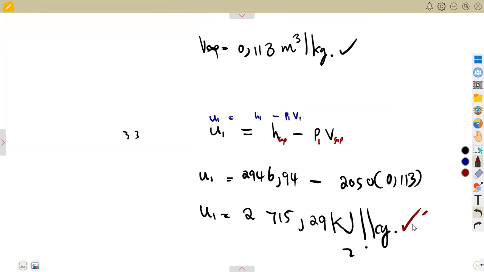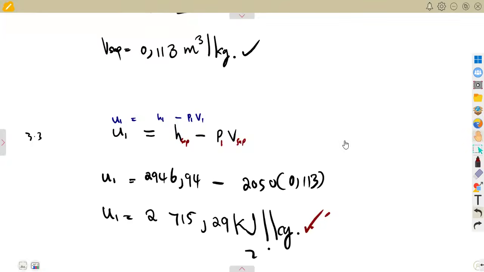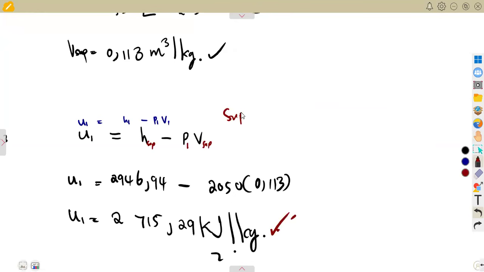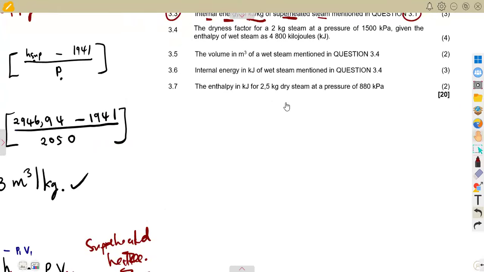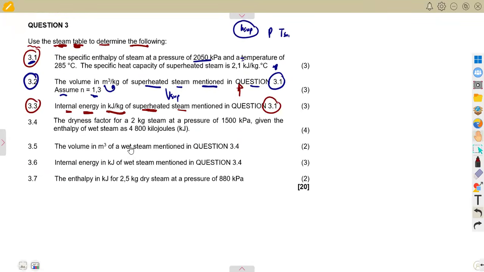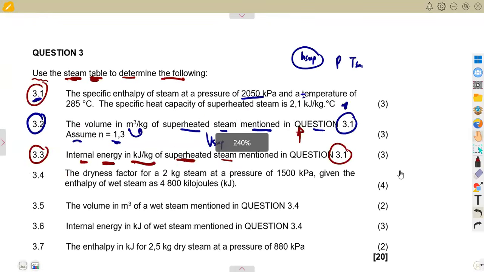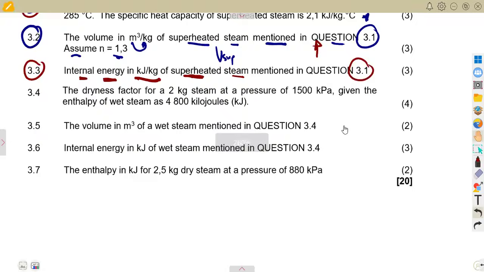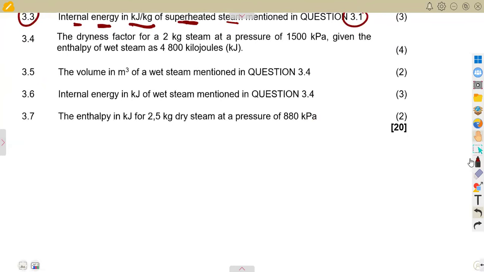But that's it. So meaning to say we've got our internal energy for the superheated steam. Because we're going to have another internal energy after the expansion, which is no longer superheated steam, it is now wet steam, which are the conditions they are now talking about here. If we check on 3.4, we are supposed to calculate the dryness factor. What is the dryness factor? The dryness factor is the dryness fraction X. So they are saying calculate the dryness fraction.